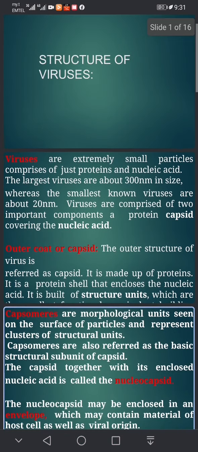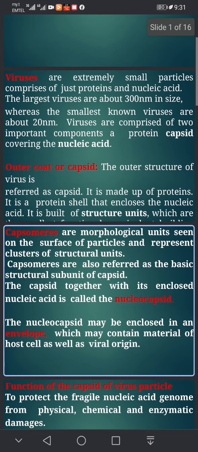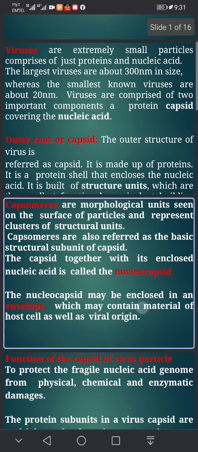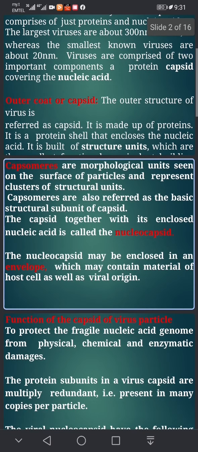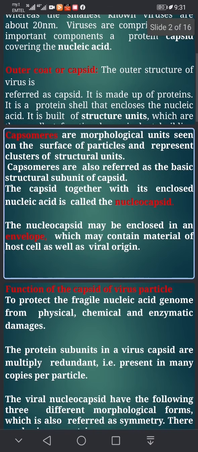Structures of virus. Viruses are extremely small particles comprised of proteins and nucleic acid. The largest viruses are about 300 nanometers in size, and the smallest ones are about 20 nanometers in size. A virus is coated with an outer coat called the capsid, which is made of proteins.